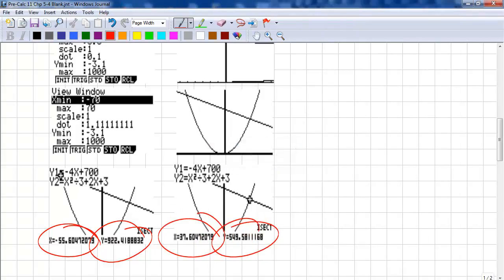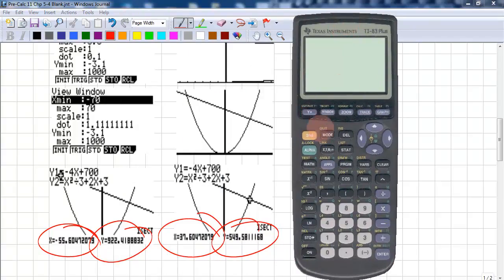Okay, let's look at this on the TI. So we have negative 4x plus 700, and we have x squared divided by 3 plus 2x plus 3. And we'll just adjust the window, negative 70 to 70, and we'll plug in 1000. Set the scale to 100, set this scale to 10, and graph.